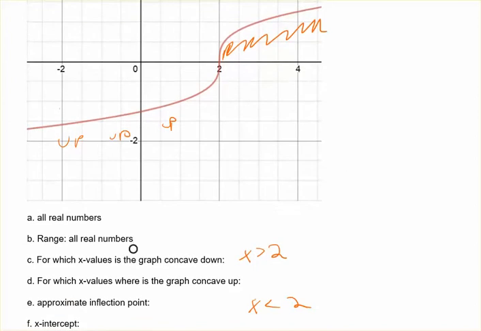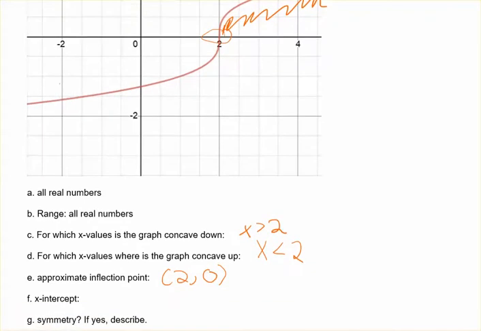And then, of course, we're asked to approximate the inflection point. I'm not sure why that moved. And the approximate inflection point looks like right about here. Now, we have to use calculus to find the exact point, but it's going to be very close to that or exactly that. Alright, x-intercept, where does it cross the x-axis? Well, in this one, it crosses the x-axis right at that point of inflection. So the x-intercept is 2.